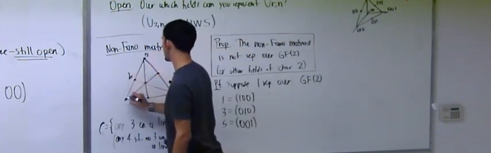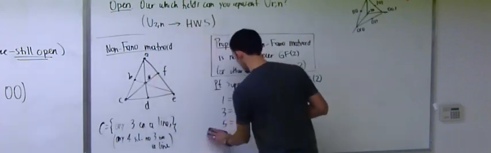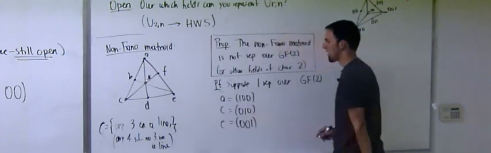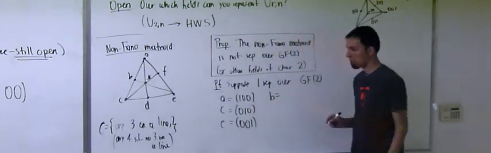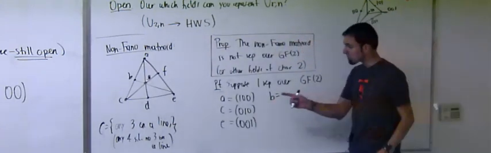A, B, C, D, E, F, G. Okay. So this is A, this is C, this is E. Now what can you tell me about B? Well, you see, B is a linear combination of A and C.